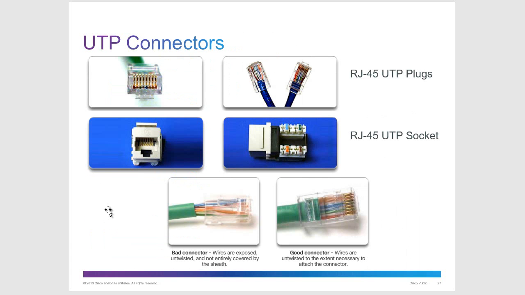Okay. So different types of connectors. We have our RJ45 unshielded twisted pair plugs, and you have a socket which will have a punch down on it in the back. You use a punch tool to punch that down. Okay, so it's kind of like male and female ends here. If you look in our classroom, we have in the racks a punch down panel with a bunch of these jacks in it. Okay. You have a bad connector down here, and you have a good connector.